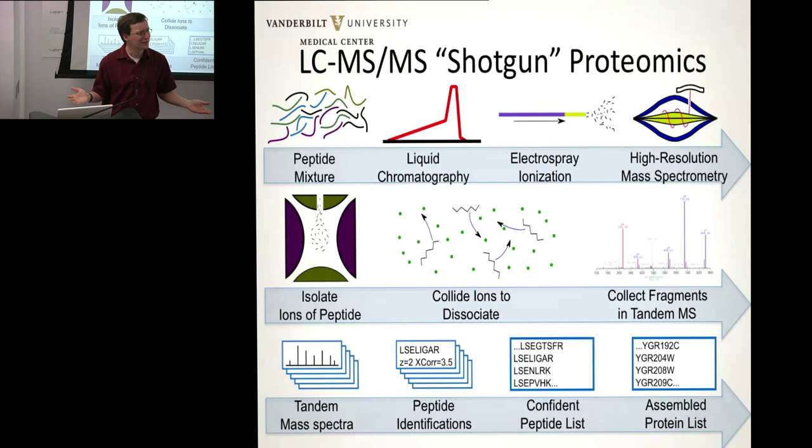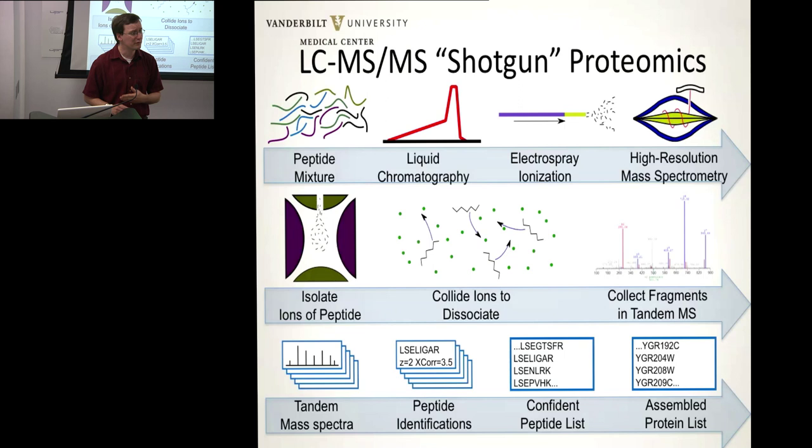In practice, that's not so feasible. In general, we're identifying something like 10 to 20% of the spectra we collect. So if you identify, say, 2,000 tandem mass spectra in the space of an hour, generally people feel reasonably good about that. You'd like to go a little higher, of course, but that's kind of the way the world works.